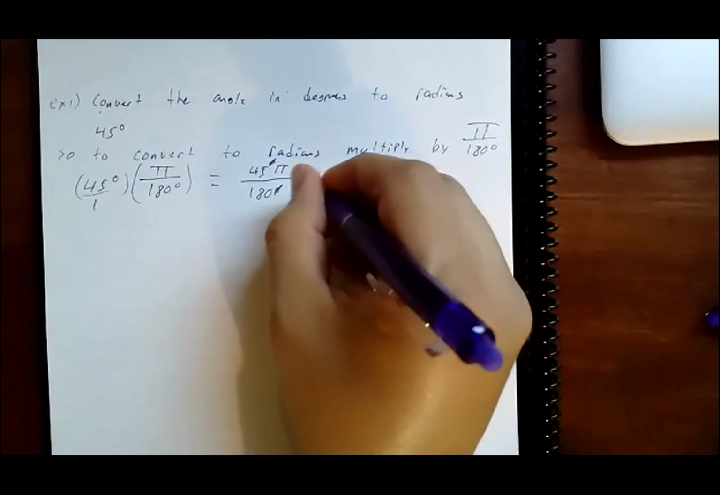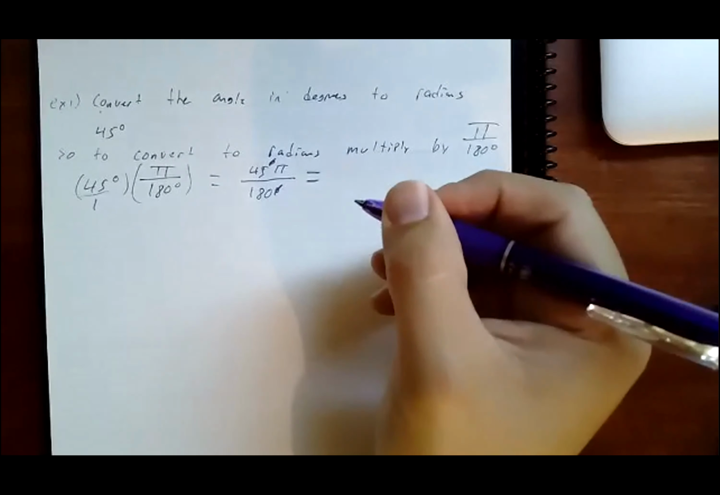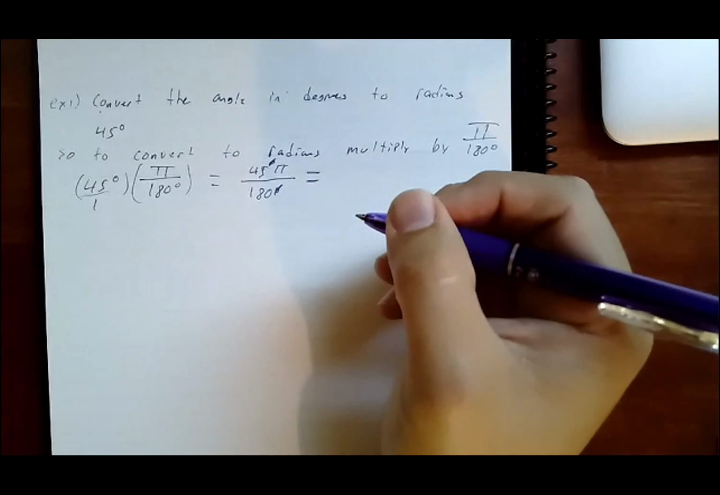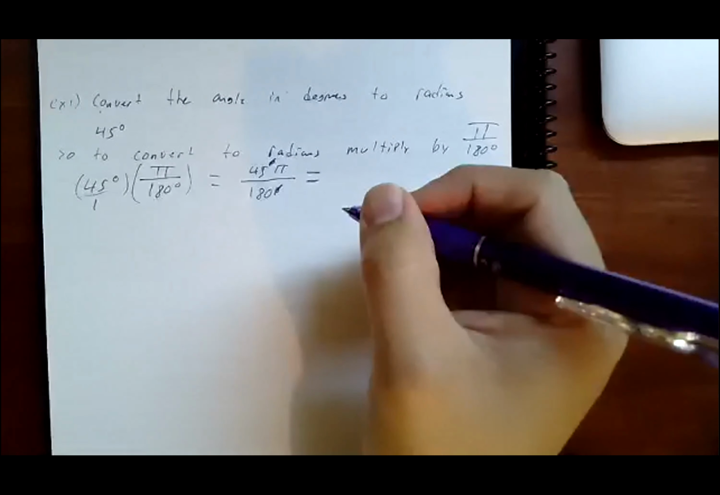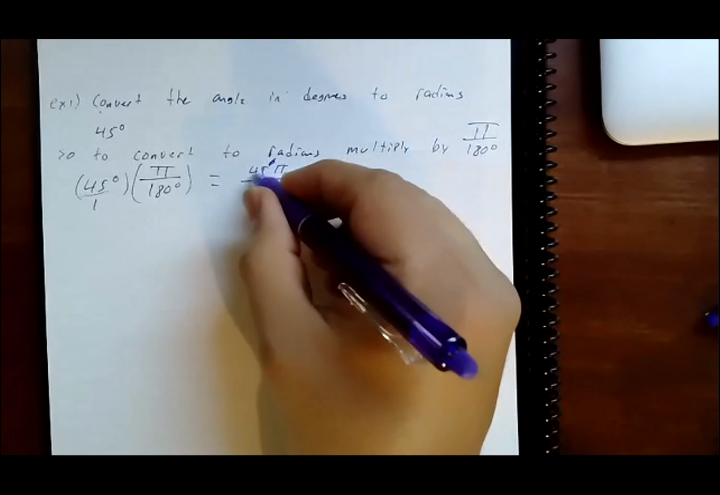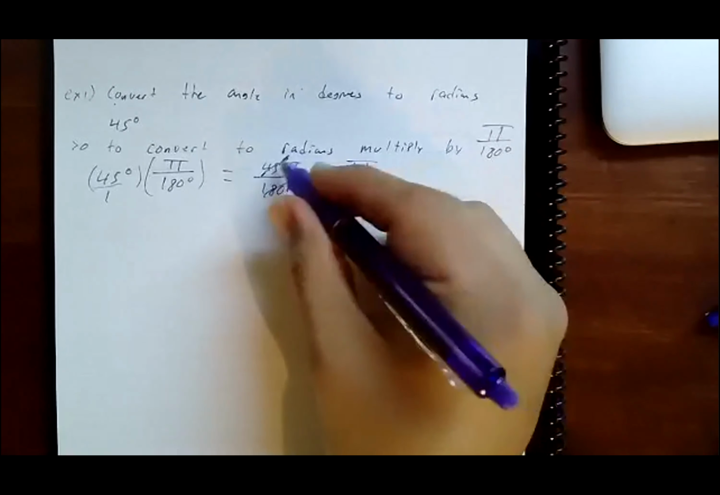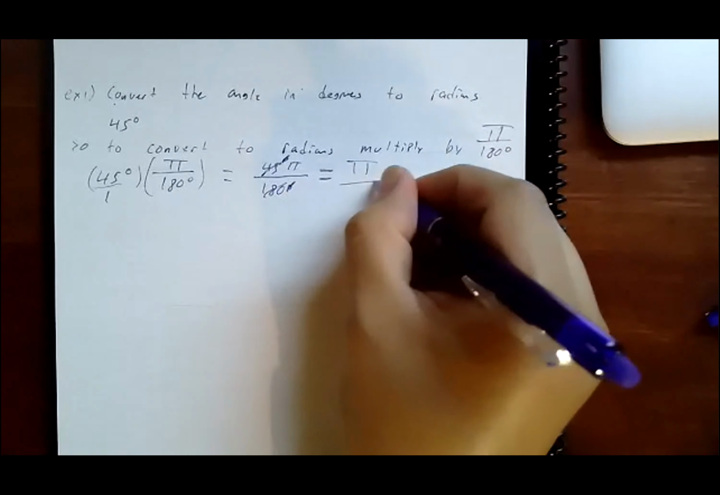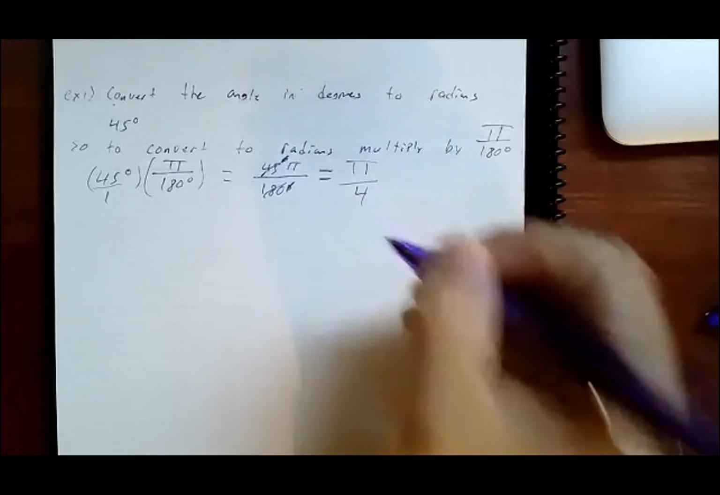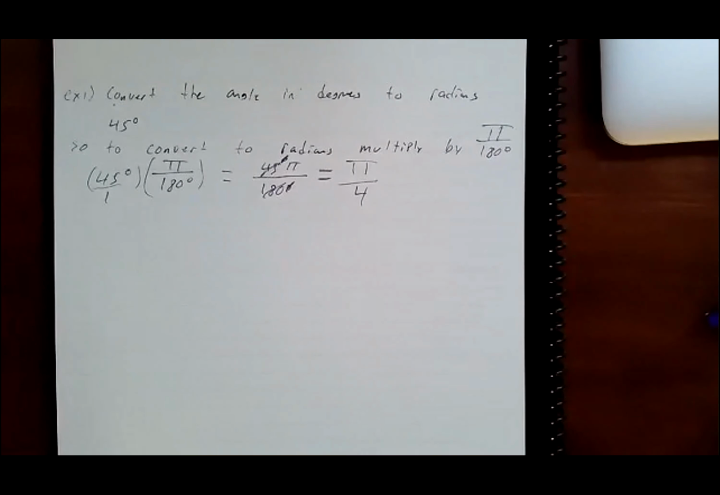What's that going to be? We'll just leave the pi to the side. 4. Yeah, it'd be 1/4. Or 1. Yeah, you're right. So this completely cancels, leaving you with a 1. This reduces to 4. Pi over 4. So 45 degrees is the same as pi over 4.